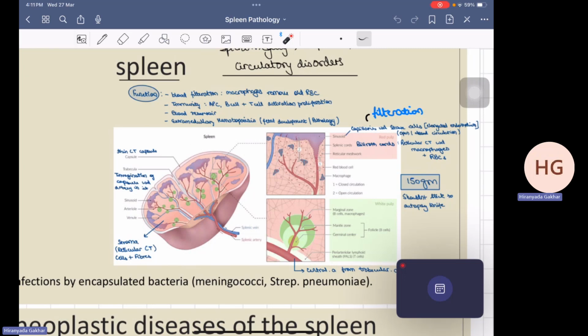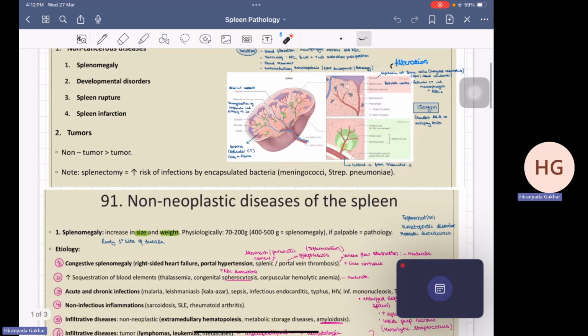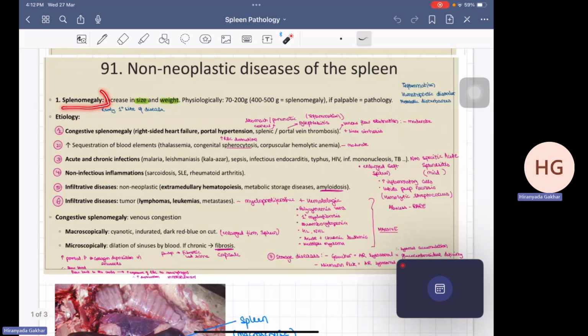So this was about the function and the anatomy of the spleen. Now we divide splenic disorders into two parts: the non-cancerous diseases and the tumors. The tumors are extremely rare, especially the primary tumors. The non-cancerous diseases are more common and most often seen. So we'll start off with the first one, splenomegaly.